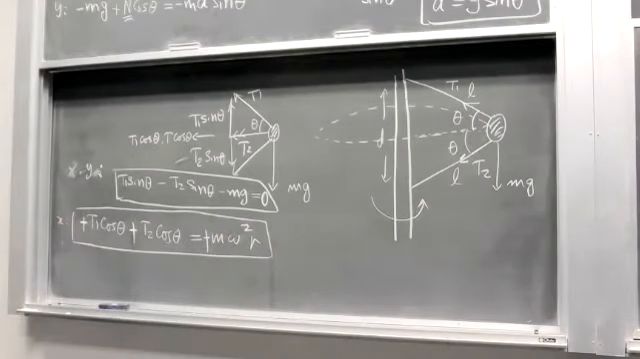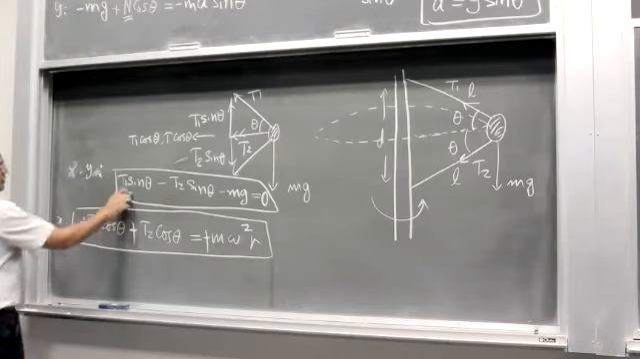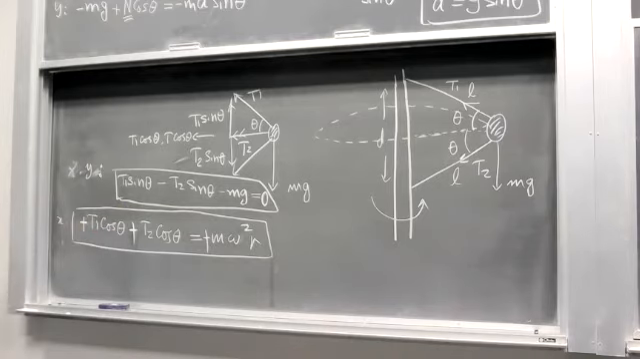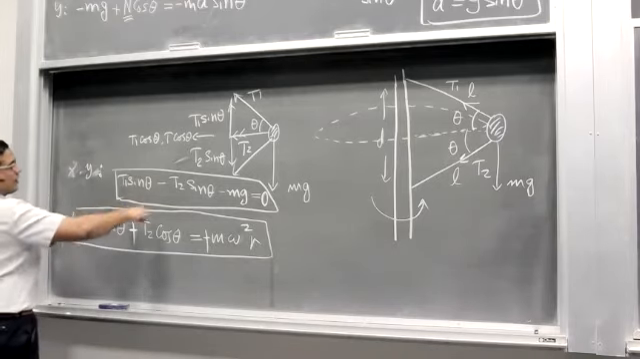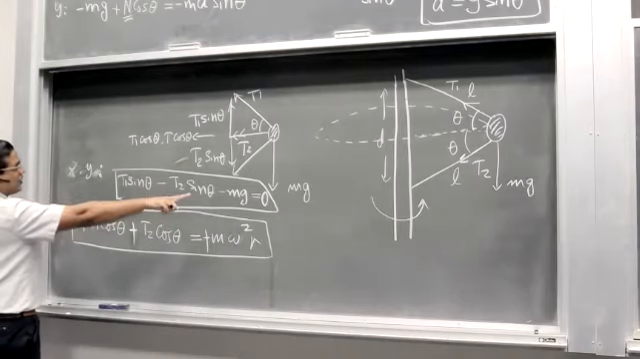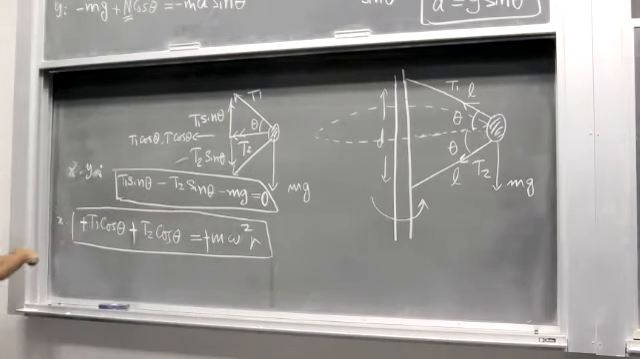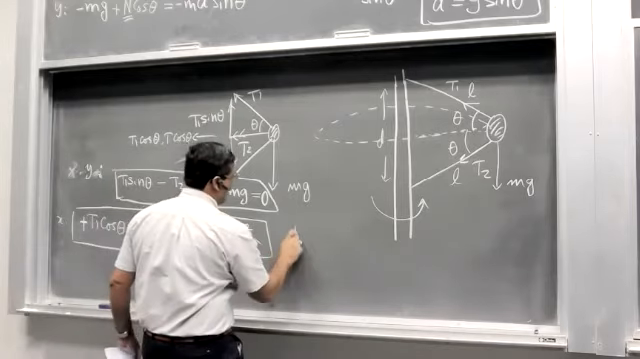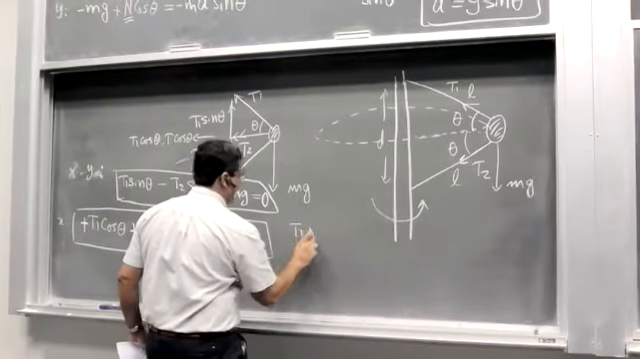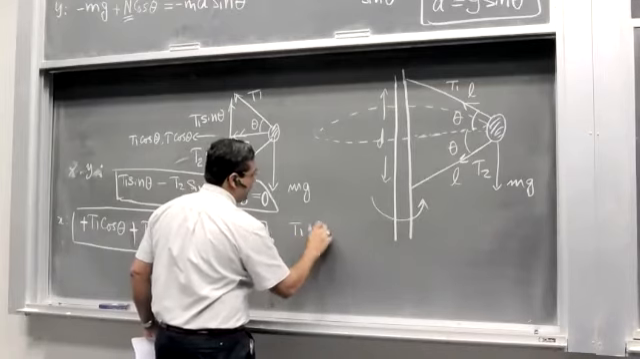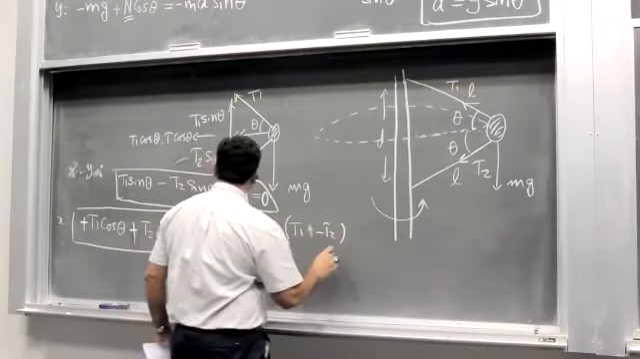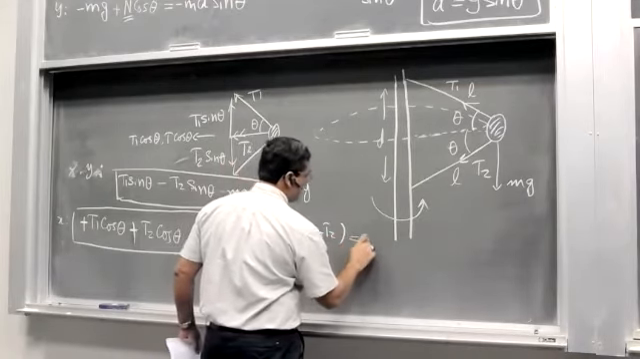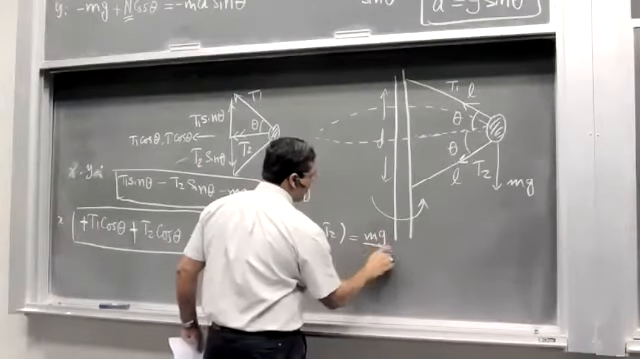So first thing you can do is add these two equations. Take the sign outside and divide it on the other side, and then add these equations. So what I'm saying is write this equation like this. The first one, T1 plus T1 minus T2 is equal to mg over sine theta.